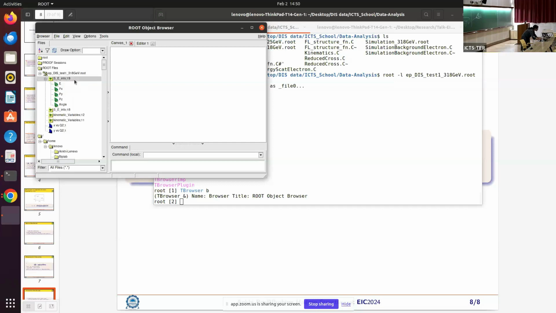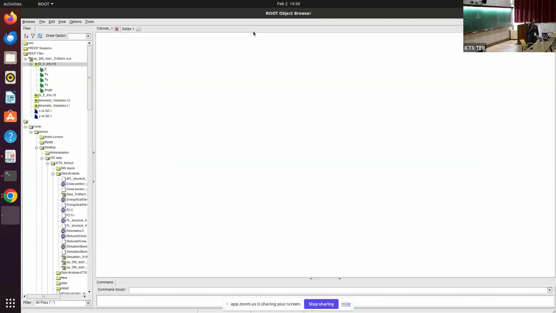Okay, now you see this root has a very beautiful feature. It can save entire data. The structure is called tree format. For this, I will be doing only the final state electron. If you see on the left hand side, I have a tree like this, and the tree has leaves. One leaf is E, another is PX, another is PY, another is PZ, and other than that, I have also saved the angle information. So this is my input data.